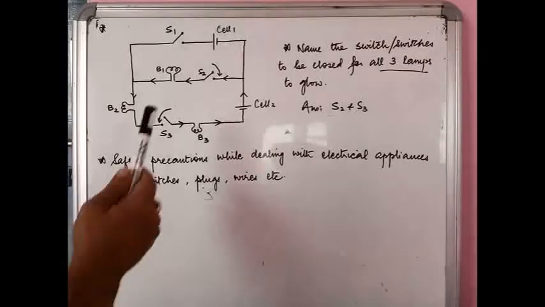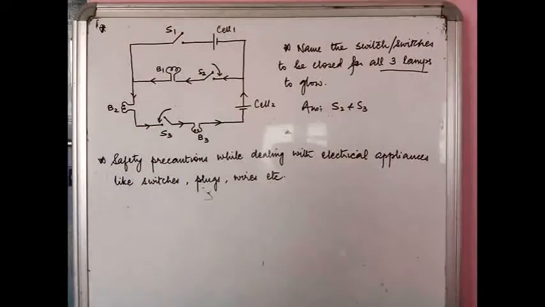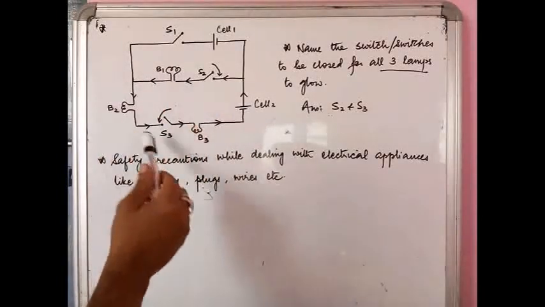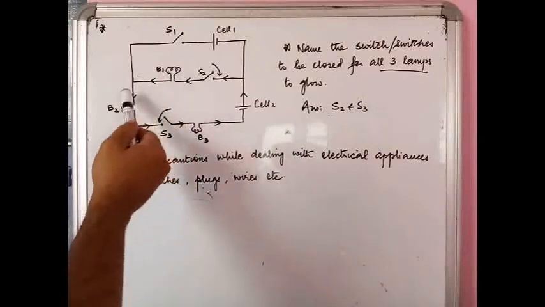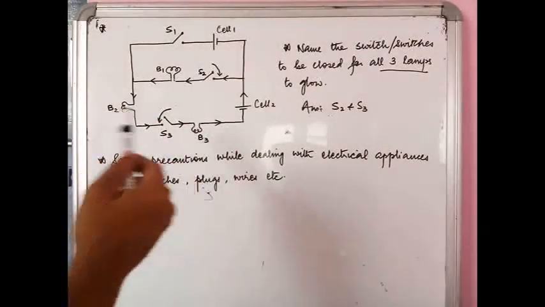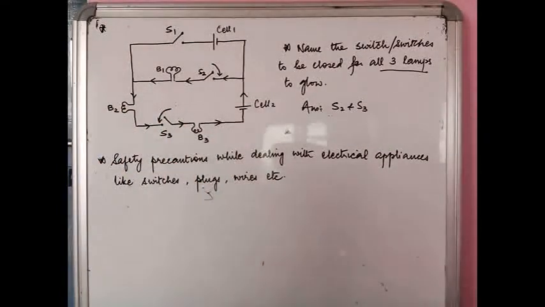Okay, and there is another part of this question in the book. They have asked that if these two switches S2 and S3 have been switched on, what possible combination are these bulbs in? So you can easily say they are in series, one after the other. Okay, so B1, B2, B3 they are in series. Okay, then obviously you might be asked some safety precautions while dealing with electrical appliances like switches, plugs, wires, etc.